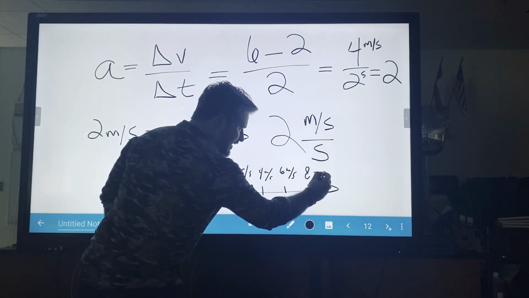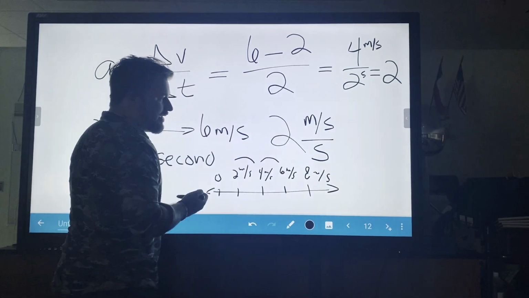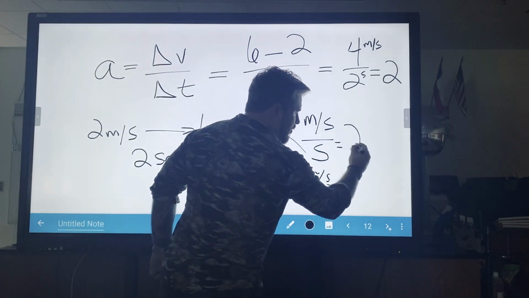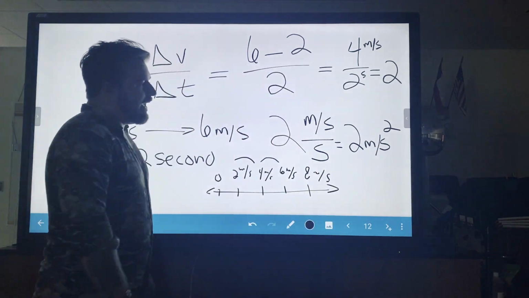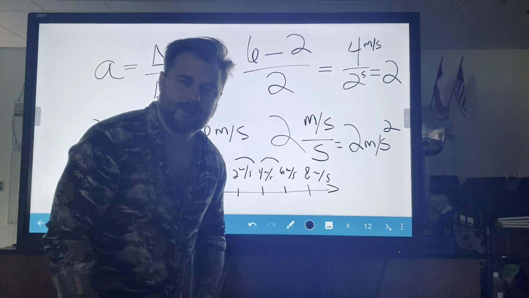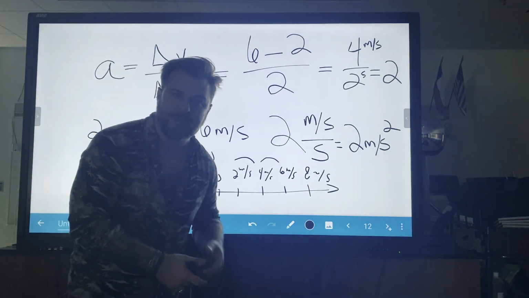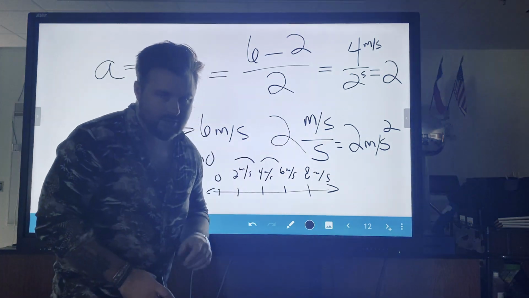8 meters per second. How much is it getting bigger by? By 2 meters per second every second. This is what we also call meters per second squared. If you ever see meters per second squared, that's what meters per second per second means. Every single second, you're increasing your speed by 2 meters per second. That is acceleration. You get me?